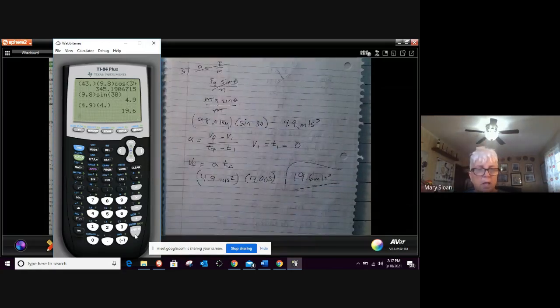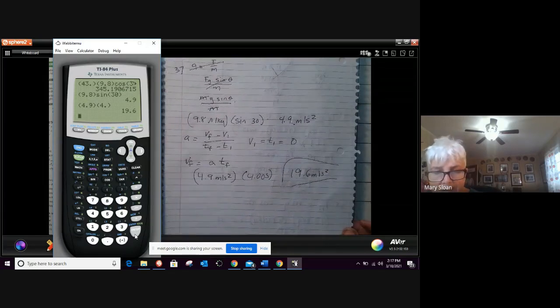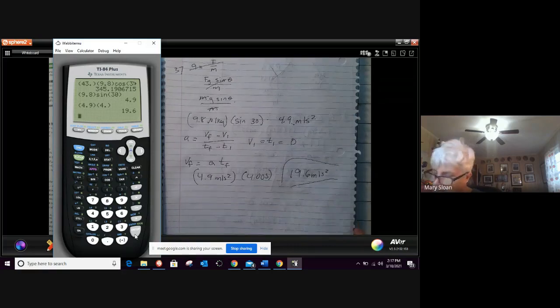Now let's look at 38. It says George decided to try the slide discussed in example problem 6. That's this one over here. And it says George's trip down the slide is quite different from Enco's. After giving himself a push from the start, George slides at a constant speed. What is the coefficient of kinetic friction between George's pants and the slide?